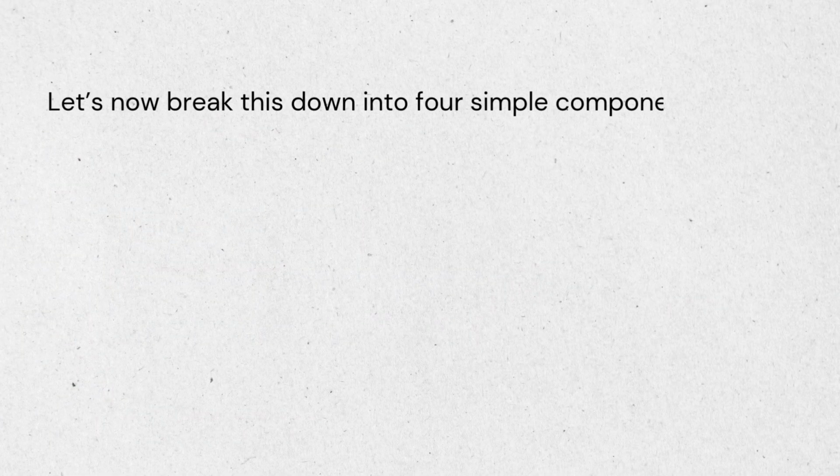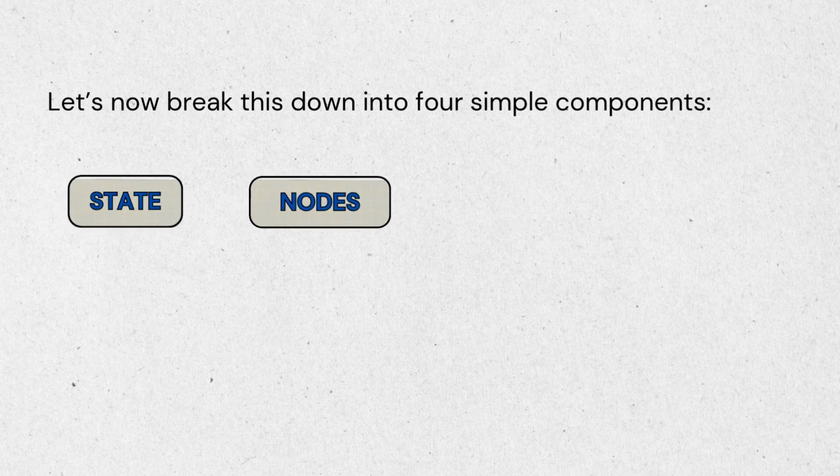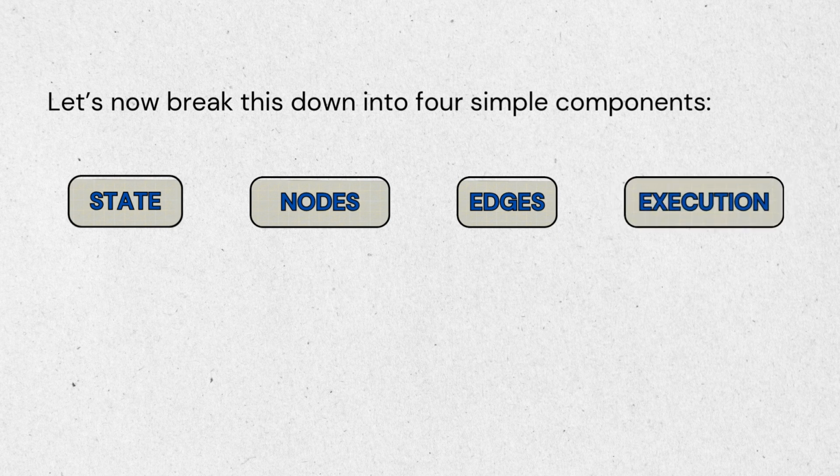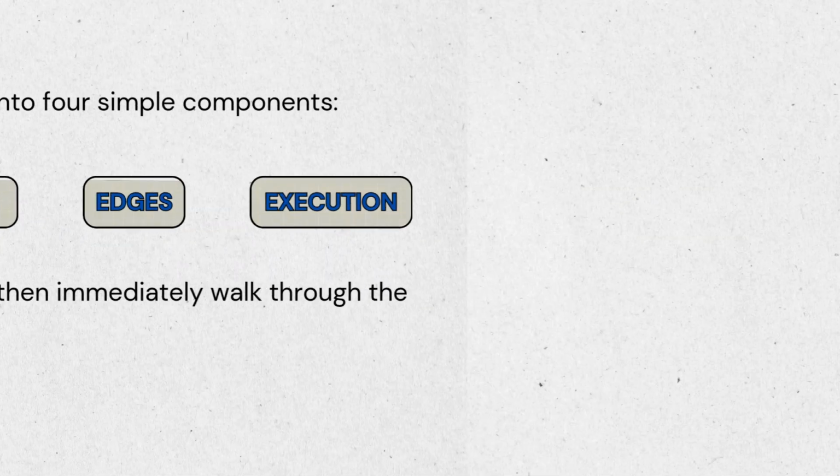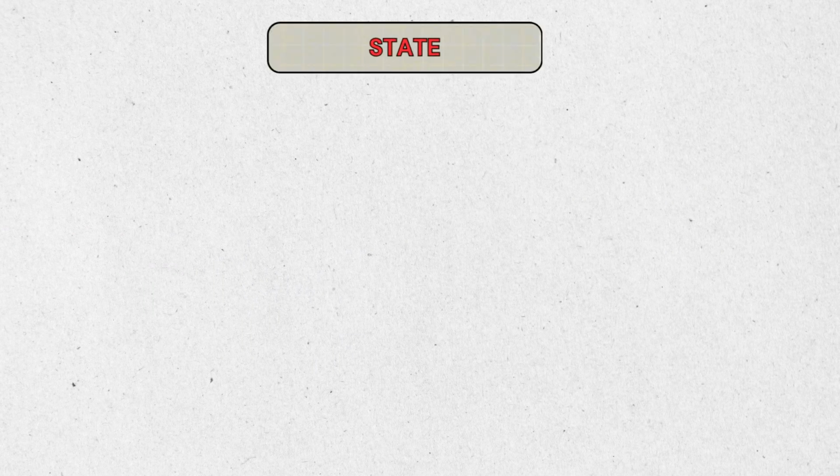Let's now break this down into four simple components. That is state, nodes, edges, and graph execution. We will explain each one and then immediately walk through the code for it. Let's start with the state.